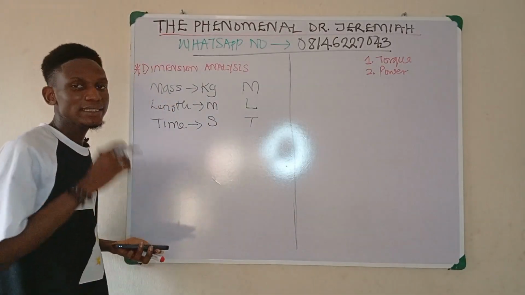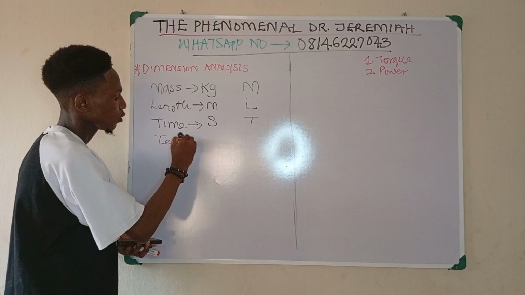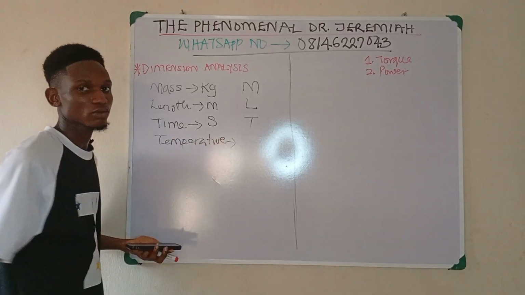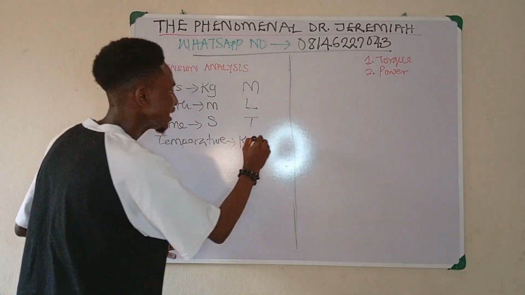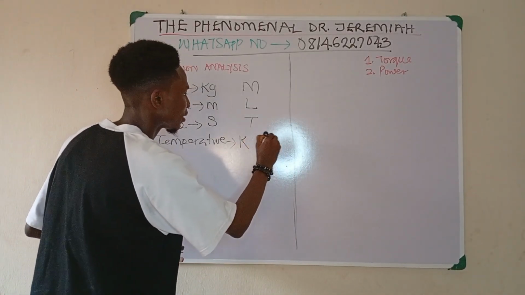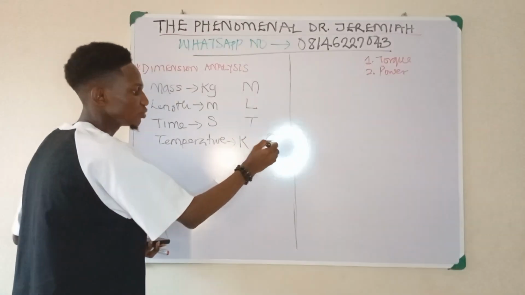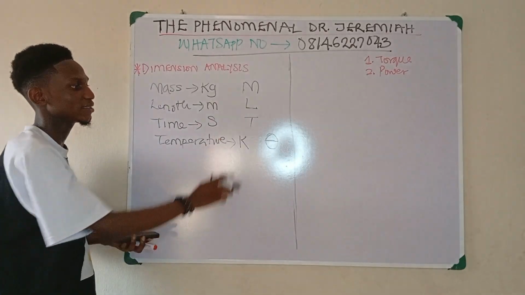Then for temperature, hope you are following me. For temperature, the unit is Kelvin, as I said earlier, while the dimension is represented as theta. So please take note, it's not represented as T. Some people say it's T, but it's represented as theta.